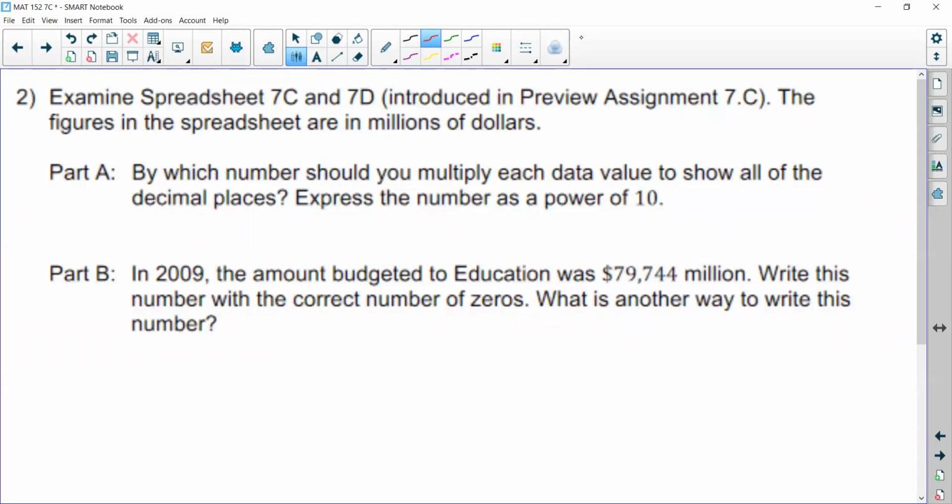Right now, I want you to examine spreadsheet 7C and 7D. It's introduced in the preview assignment 7C. The figures on the spreadsheet are in millions of dollars. I want you to think about what number you would multiply each data value by in order to show all of the decimal places, and then express the number as a power of 10. Then after that, I want you to do part B, which is: in 2009, the amount budgeted to education was $79,744 million. You're going to write this number with the correct number of zeros, and then think about another way to write this number.